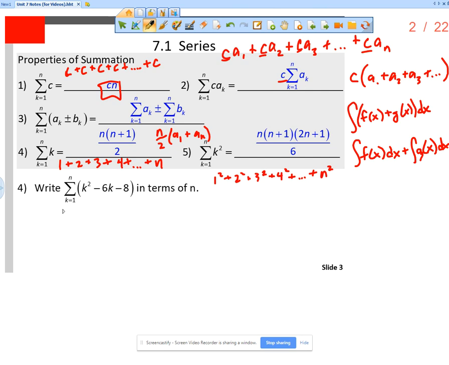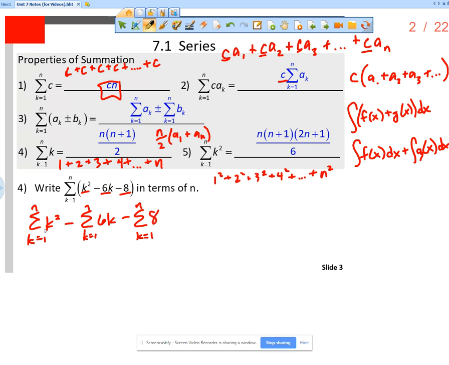All right, so first thing we do, we realize that this is like number 3. I have 3 things added or subtracted together inside of a summation, so we can say that this is really the sum from k equals 1 to n of k squared. Then minus, now I have 6k, so I'm going to have the sum from k equals 1 to n of 6k minus the sum from k equals 1 to n of 8. All right, so 3 separate summations.